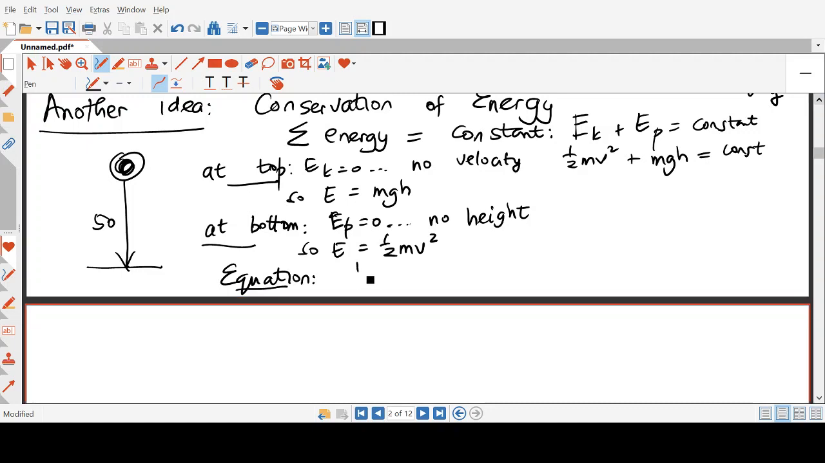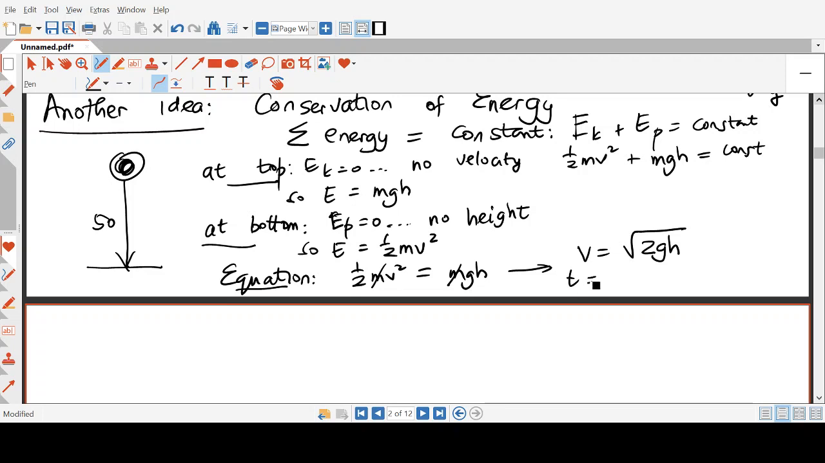So you can say half mv squared plus, or we are using down as being negative, depending on the direction you use here. Half mv squared is equal to mgh. So m will cancel off. You'll get v equals root 2gh. So the velocity doesn't even depend on mass.